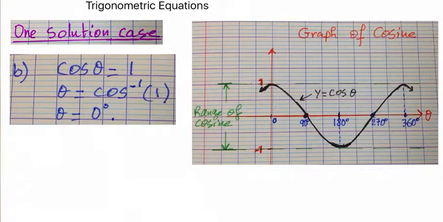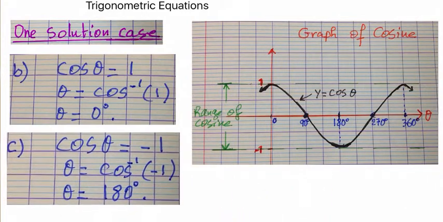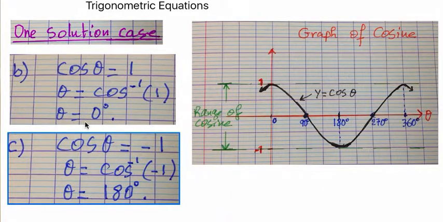Okay, now we go to part C. In part C, we are asked to find the solutions of cosine theta equals minus 1. Now, on the graph, as you can see, cosine theta equals minus 1 at one point only. And that happens when theta equals 180 degrees. So cosine inverse of minus 1 is 180 degrees. And no more solutions between 0 and 360. So this is another one solution case.